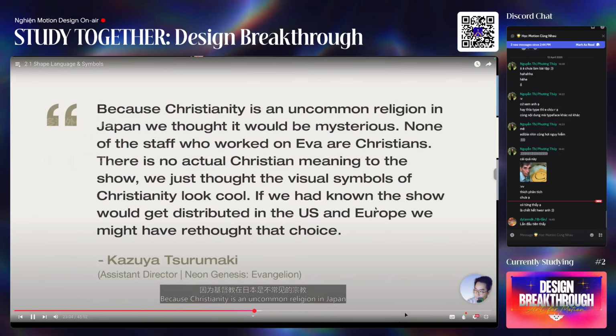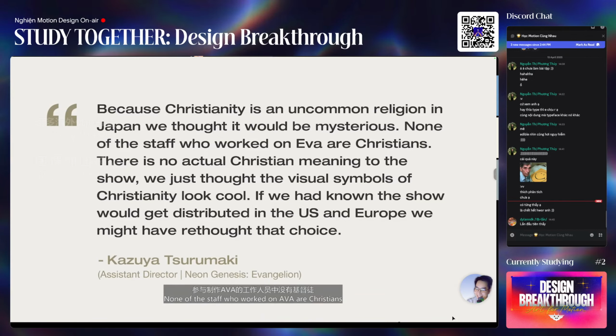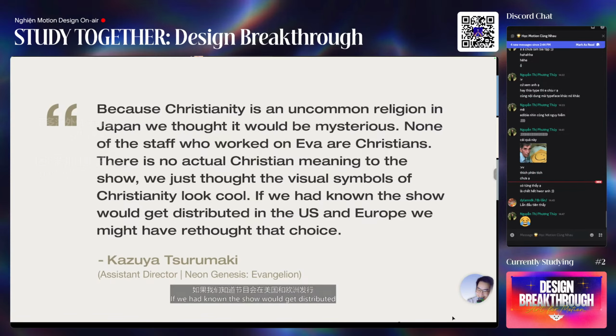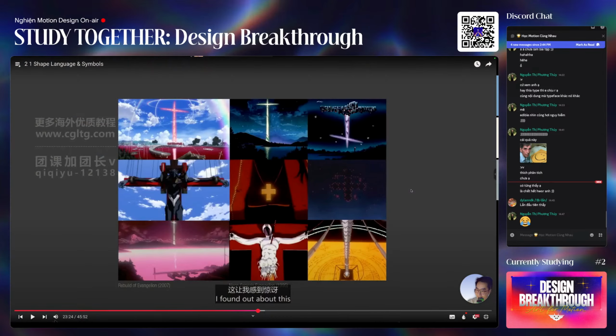One in particular that I have a direct quote from is from the assistant director, Kazuya Suramaki. And he says here, because Christianity is an uncommon religion in Japan, we thought it would be mysterious. None of the staff who worked on Eva are Christians. There are no actual Christian meaning to the show. We just thought the visual symbols of Christianity looked cool. If we had known the show would get distributed in the US and Europe, we might have rethought that choice. So I found out about this after I had watched the series, and that did surprise me.